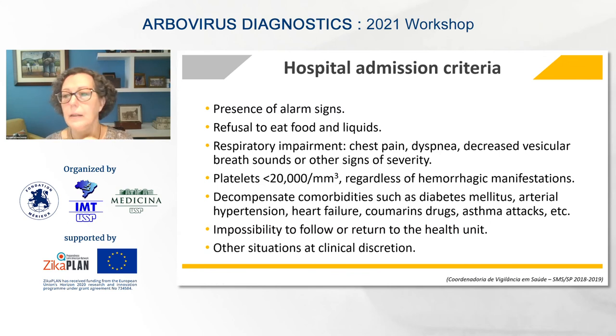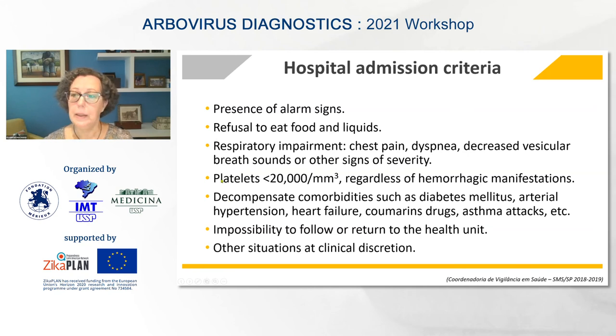Also, there is a definition for the hospital admission criteria. This changes according to country, but in general, the presence of alarm signs, or if the patient doesn't accept food or liquids, is another indication. It's hard to keep hydration if the patient is not eating or drinking, so they have to be admitted. If they have any respiratory impairment, like chest pain, dyspnea, decreased vesicular breath sounds, and other signs of severity, it's another indication for hospitalization.